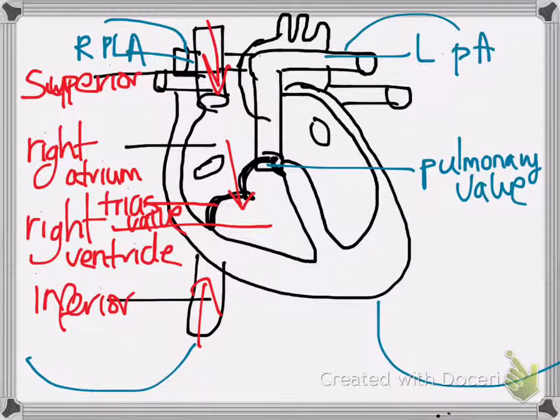So after entering the right ventricle, the blood then goes up the pulmonary valve, pulmonary meaning lungs. So then it splits into the left pulmonary artery and the right pulmonary artery. Artery means that it's taking the blood away from the heart, and it is now going into the lungs.